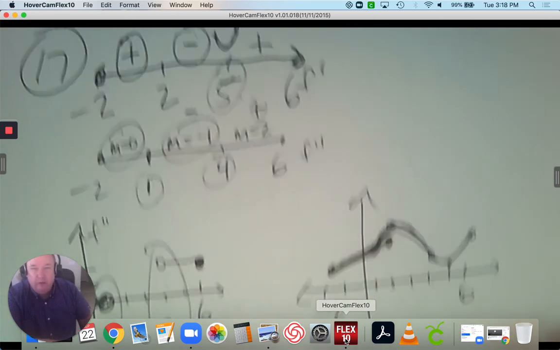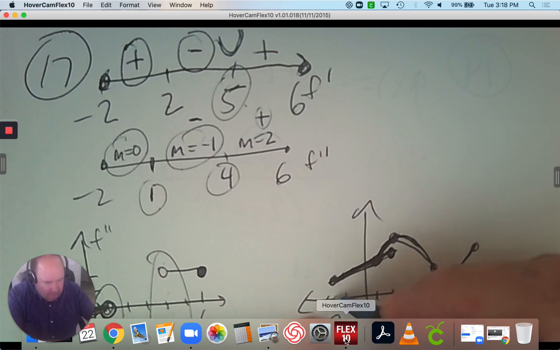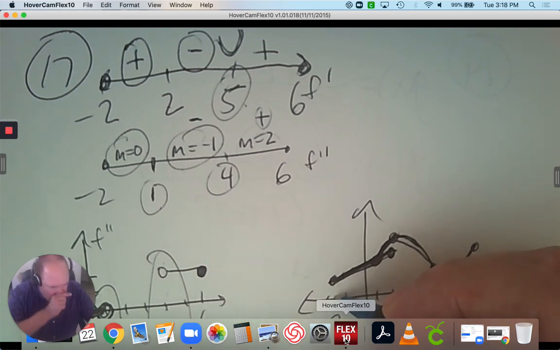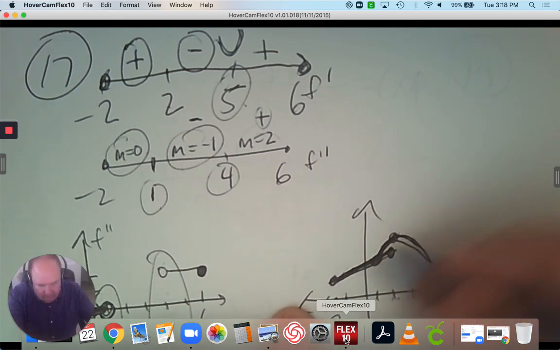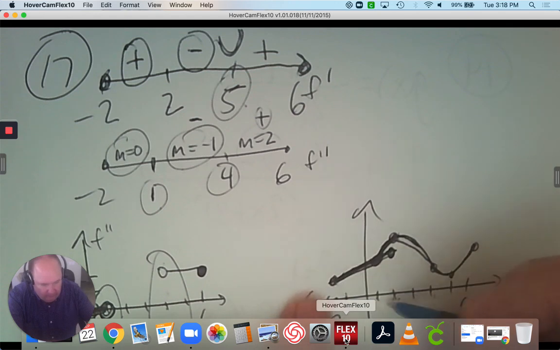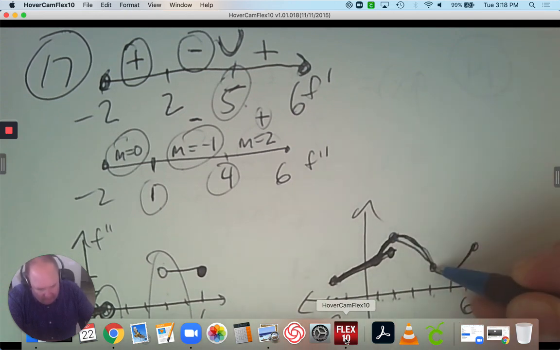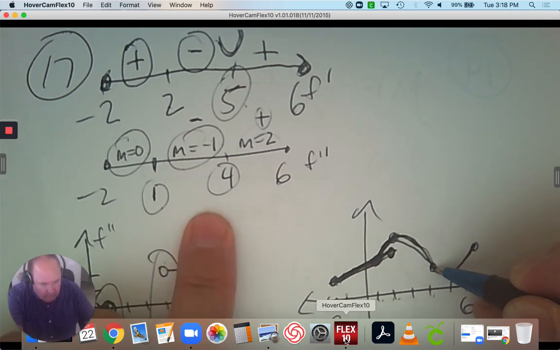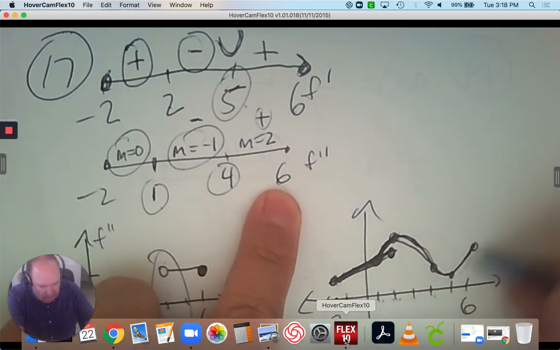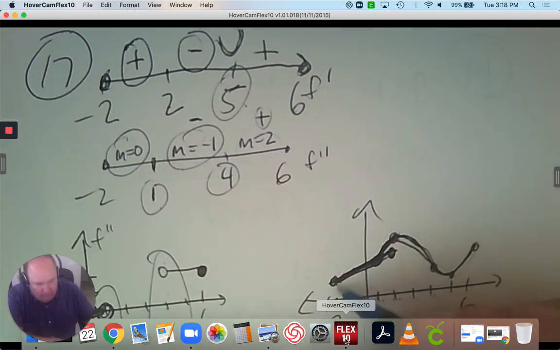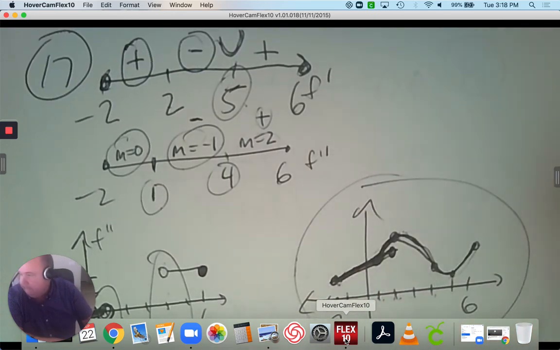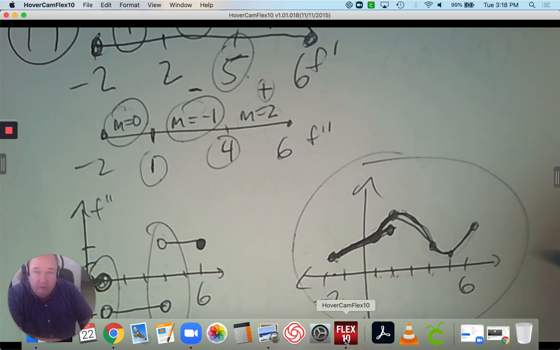So let's make sure we did the roadmap okay. From -2 to +2, it's increasing. From -2 to 1, it's a line. And then it's concave down. From 4 to 6, it's concave up. And make sure we have increasing, decreasing, and then increasing so it matches. That's it. I know these are challenging.